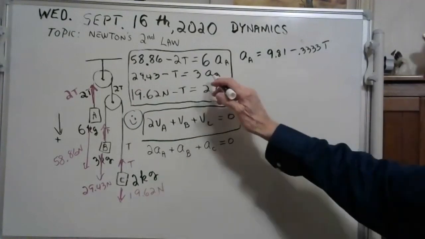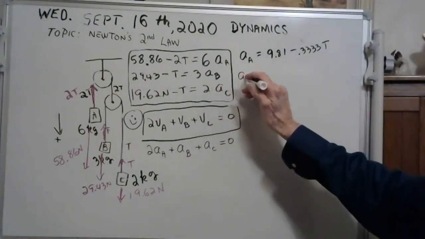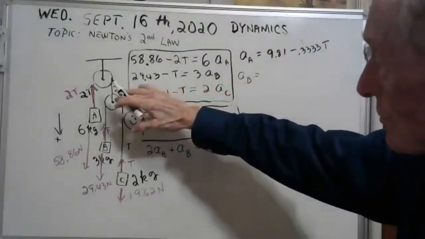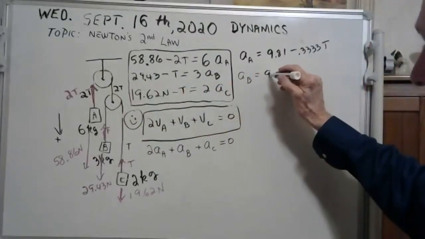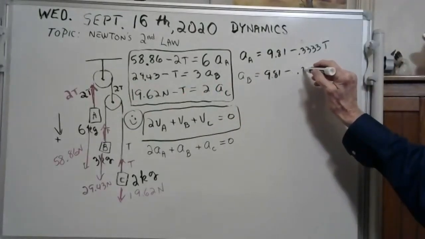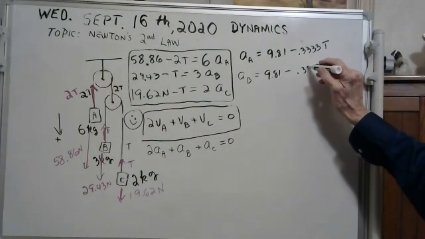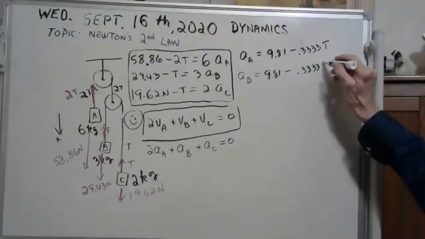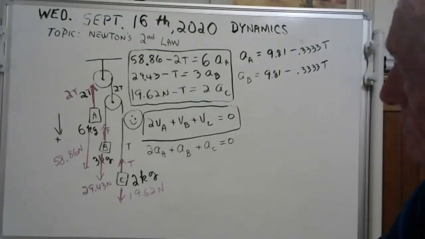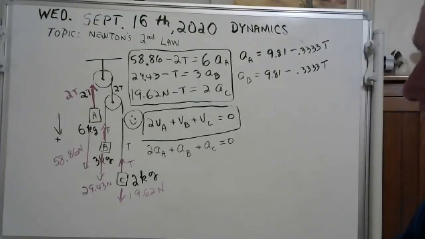If I did, I'm going to do this one here now. I'm going to solve for the acceleration of B. Just divide everything through by 3. It turns out you'll get 9.81 minus, well, I think it's a bunch of threes again, isn't it? Yeah, I think so. Okay.